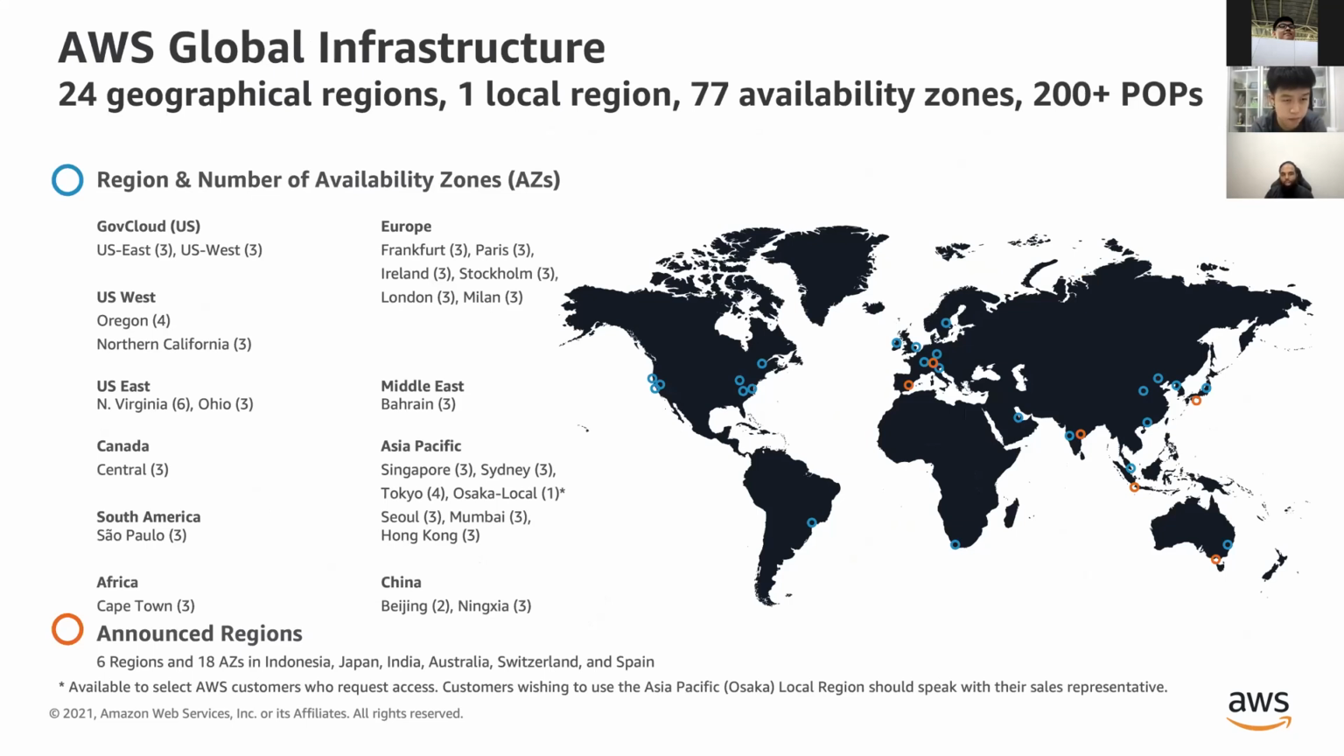So right now with AWS, you have 24 geographical regions. You have one local region, which is a concept of having a smaller region within a country. And you have 77 availability zones apart from this. And there are more regions that are coming, right? There are 6 regions and 18 AZs that are coming out across places like Indonesia, Japan, India, Australia, Switzerland, and Spain. And this is a lot of compute, a lot of hardware that we are talking about over here, a lot of services that are being generated.